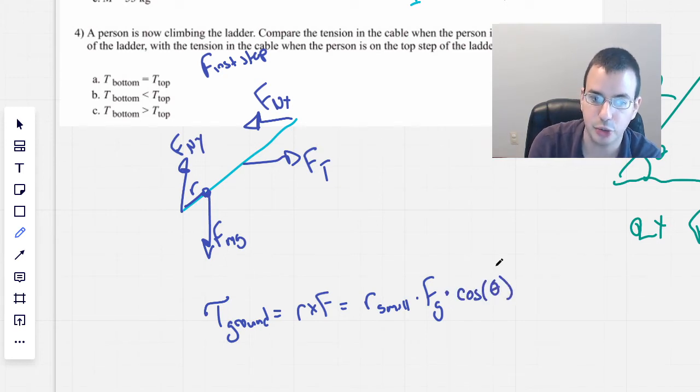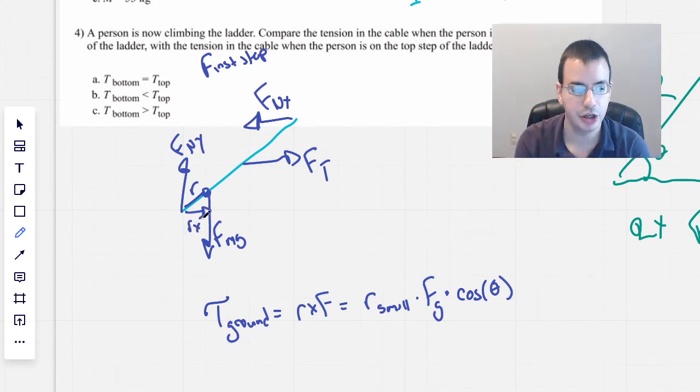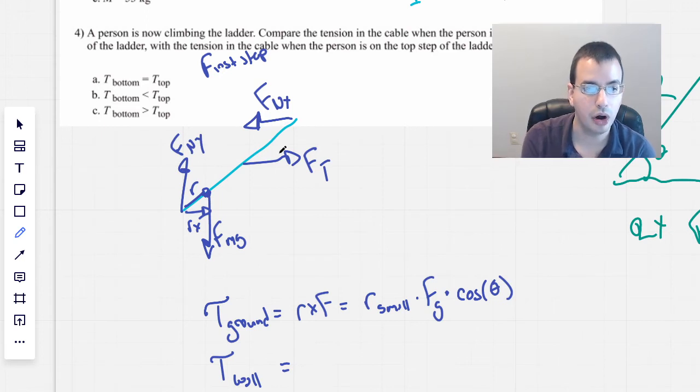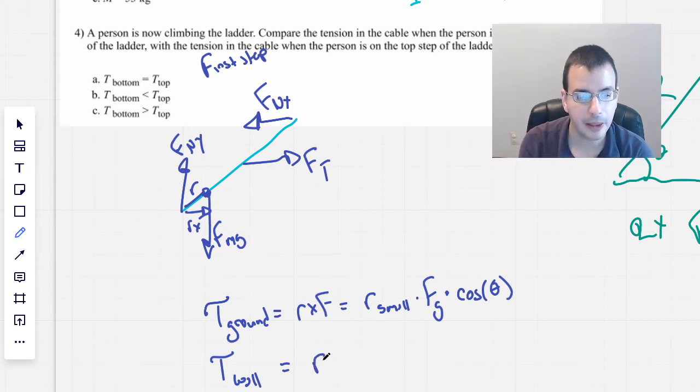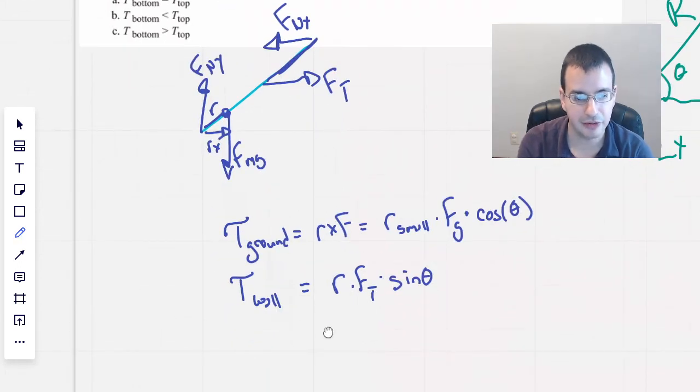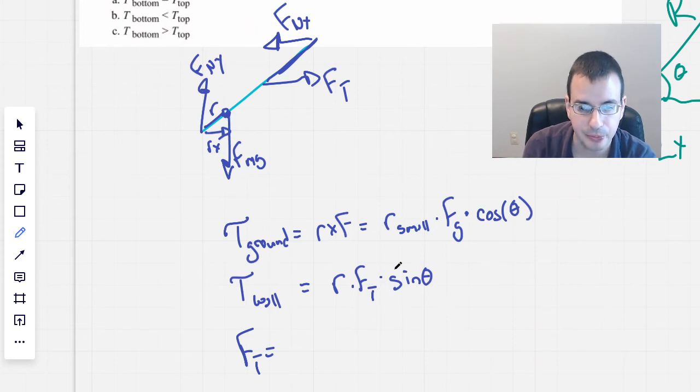And we already determined why it's cosine earlier, because we're looking at Rx, which is the perpendicular component with respect to the force of gravity. Okay, torque wall will equal, so the torque on the wall will be R, I think this is normal R because it stays the same, times force tension times sine of theta. Okay? In solving for force tension, we're going to set these equal to each other.